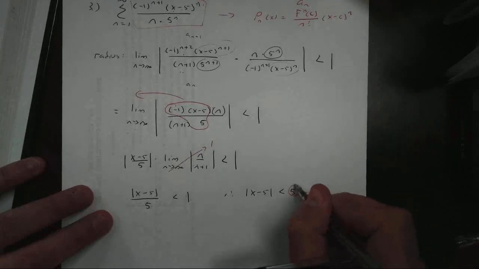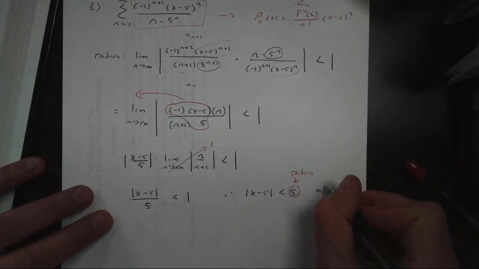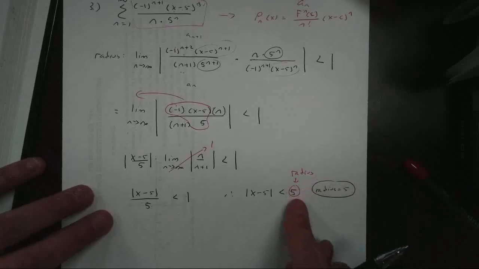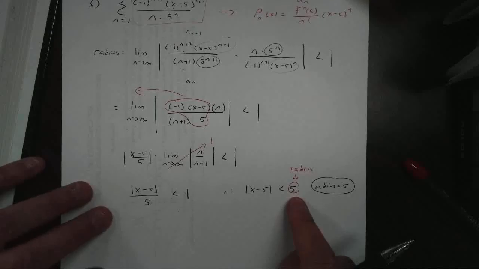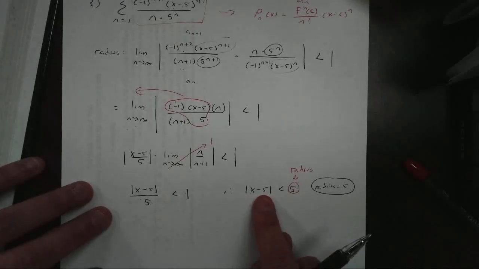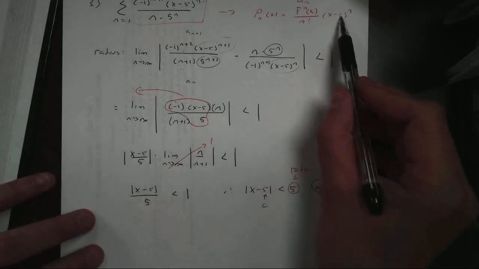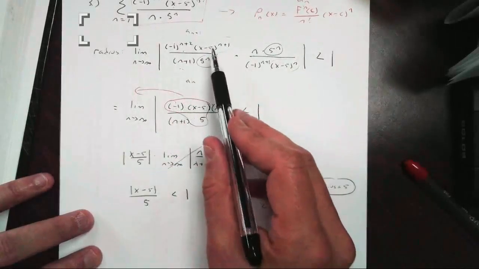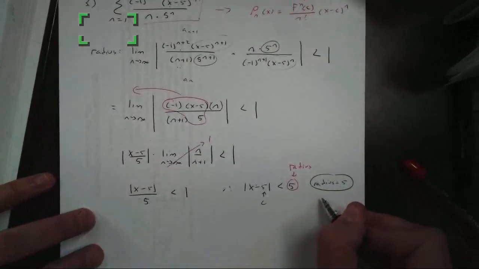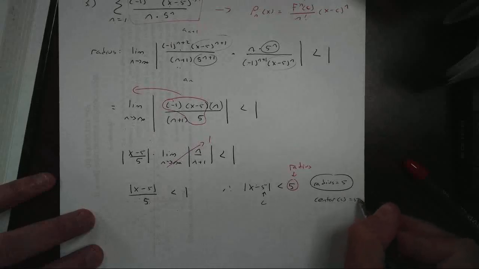Now, this 5 right here, you may recall, is our radius. So we already have the radius of convergence. It's 5. What it says is that anything within 5 units of our center, the series will converge. Well, how do we get the center? That's what this is. From our Taylor polynomial, x minus 5. This comes from our Taylor polynomial. So we know that the center, which we called c, is going to be 5.